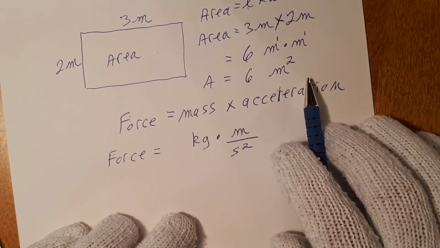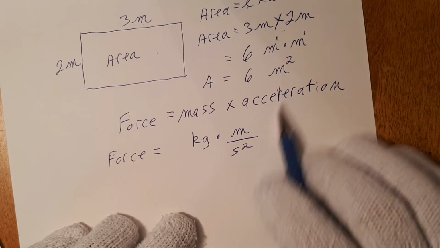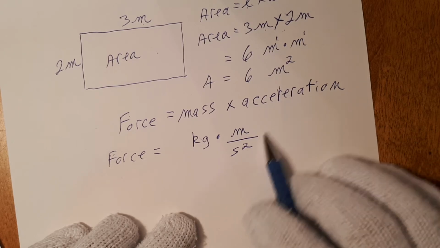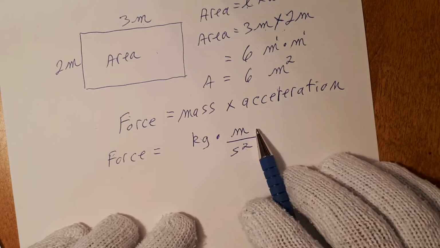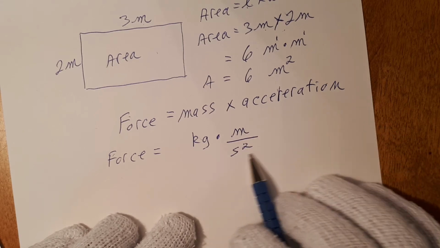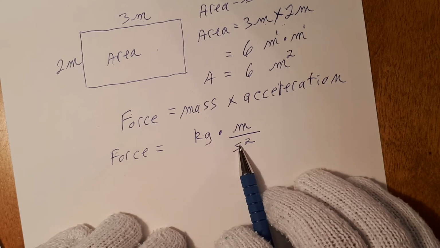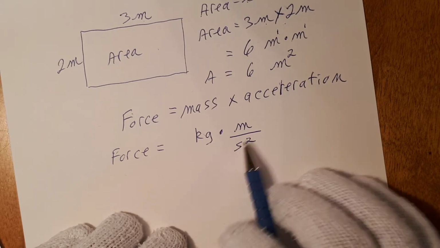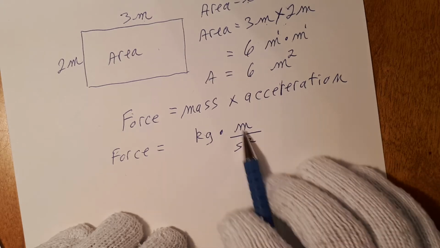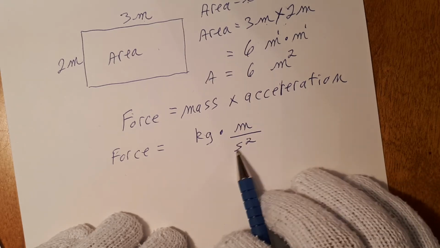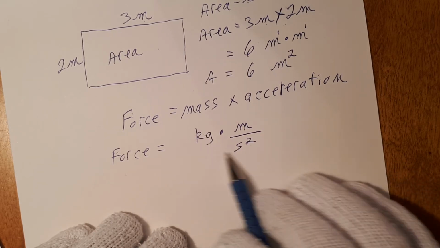For a car that's accelerating down the road at, say, 2 meters per second squared, but we're only interested in the units. So force is equal to kilogram meters per second squared. This combination of units, they don't cancel out. We can't multiply them together. We can't divide them. They have to stay like this.